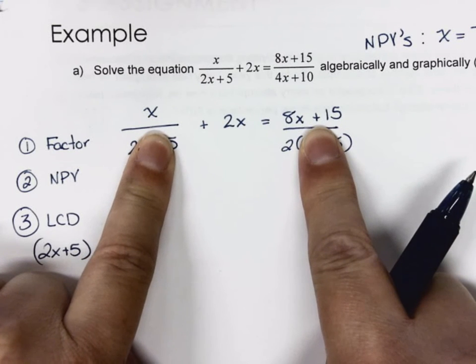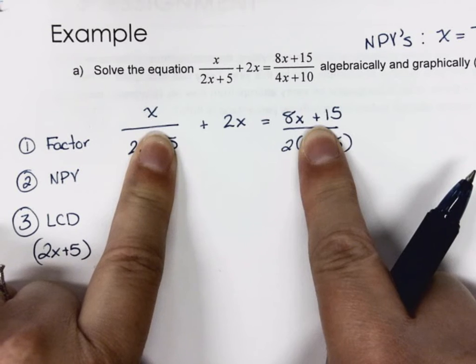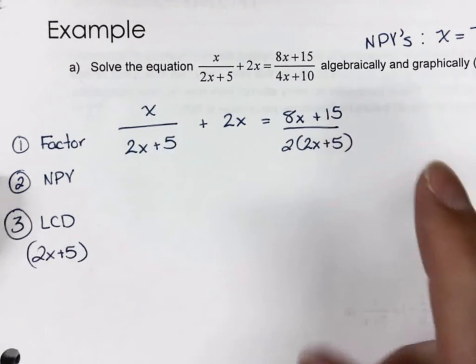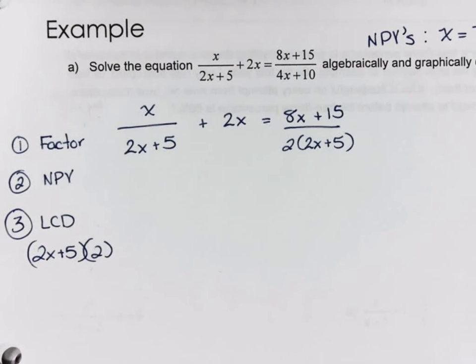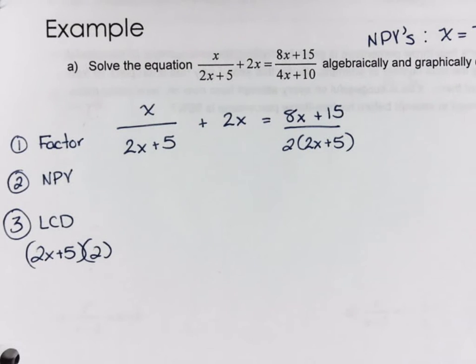What's left over? Just a 2. We're looking at denominators only, right? So we still have a 2. So our LCD has to include that 2. But it doesn't have to be 2x plus 5 times 2x plus 5. You only write the factor once. Because if not, you'd be dealing with x to the exponent 8, which would be painful.